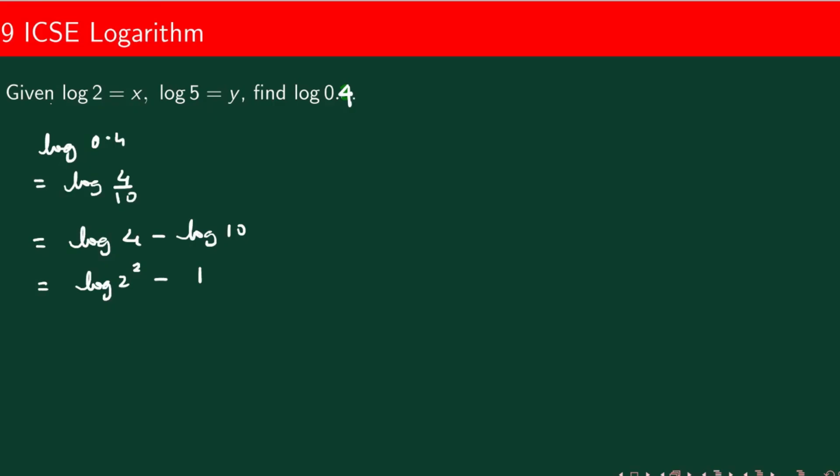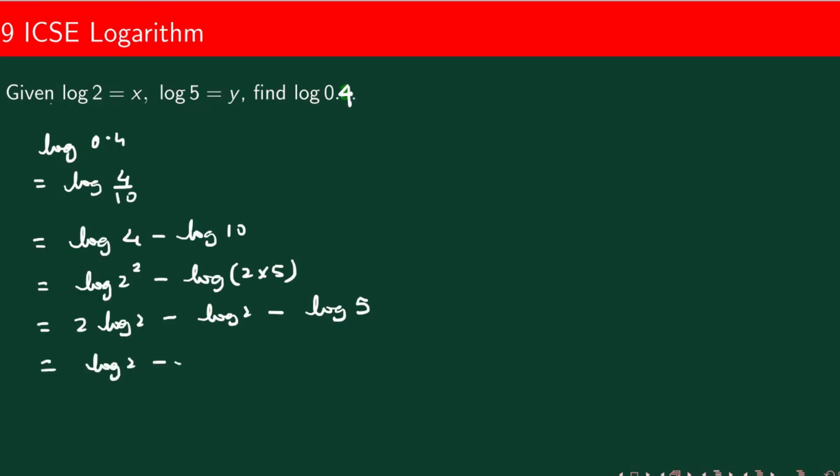And this can also be written as log 2 into 5. So that is 2 times log 2 minus log 2 minus log 5. That is log 2 minus log 5. And log of 2 is x. So x minus y will be the answer. Let's go to the next question.